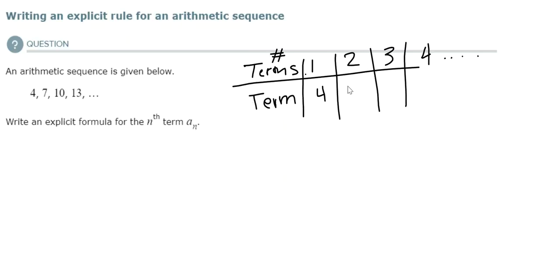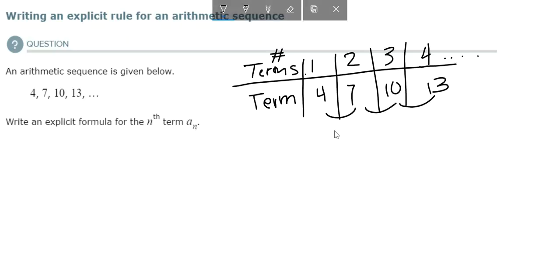So 4, 7, 10, 13. What I like to do first is I like to check what the difference is. And so it looks like we're adding 3. But if we were just adding 3, then it would be 3 times n.